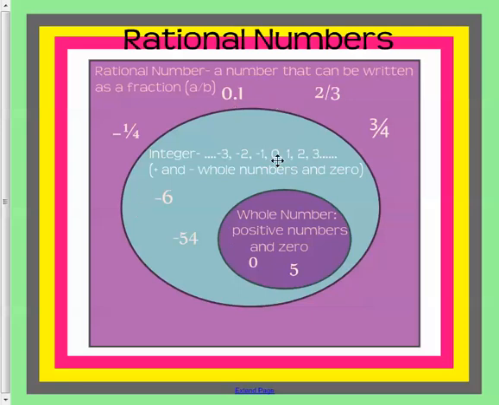What about numbers that aren't integers and aren't whole? These are also rational numbers. For example, a negative fraction, decimals, negative decimals. I should have had this one in there too, so write that one down. Okay, these are all rational numbers.